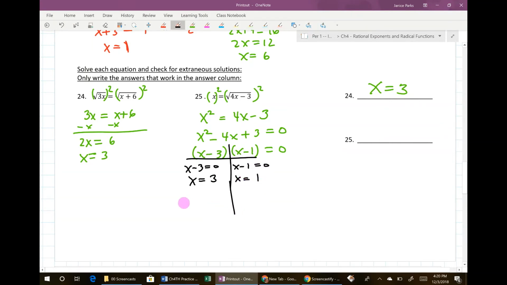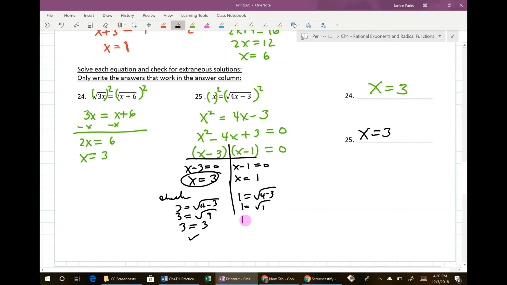If you check each answer, you get 3 equals the square root of 12 minus 3, 3 equals the square root of 9, 3 equals 3. That works. If you check 1, you get 1 is equal to square root of 4 minus 3, 1 is equal to the square root of 1, 1 equals 1. That works. So both answers work for number 25.